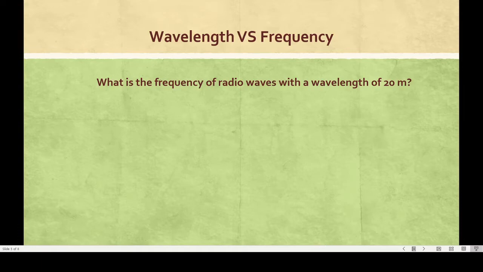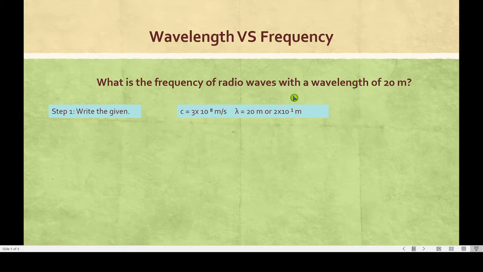Let us deal with another problem about wavelength and frequency. So our second problem is, what is the frequency of a radio wave with a wavelength of 20 meters? So again, let's follow the steps. Step 1, write the given. So we have the speed of light, which is constant, 3 times 10 to the 8 meters per second.